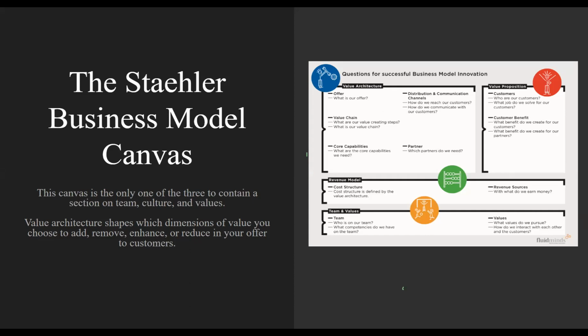Some questions are like, what do you offer? What is your value chain? What are the core capabilities? What are the partners that you have or you might need? What are the channels, like the distribution and the communication channels that you might need in order to reach the customers, to communicate with the customers while creating value?